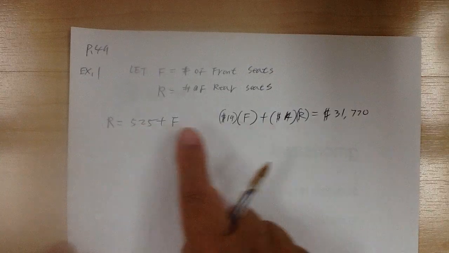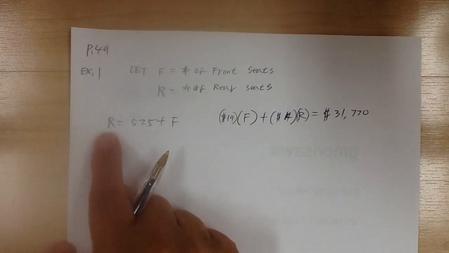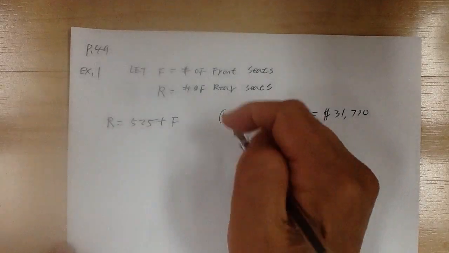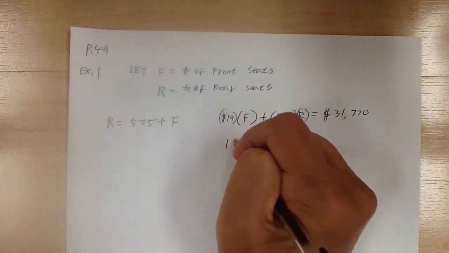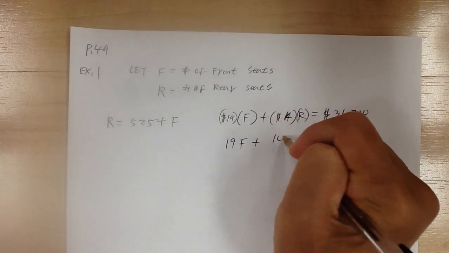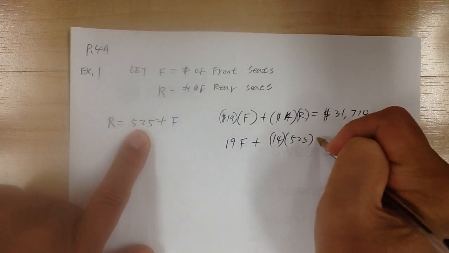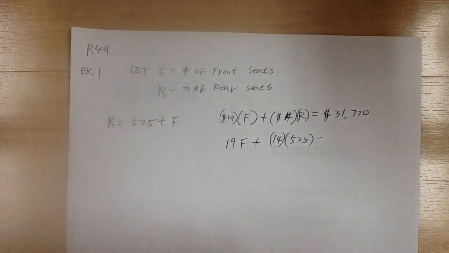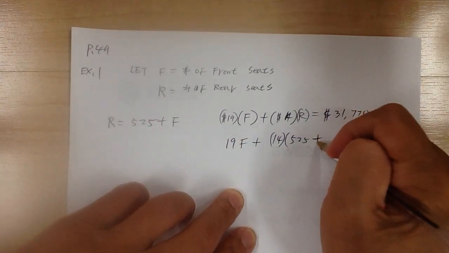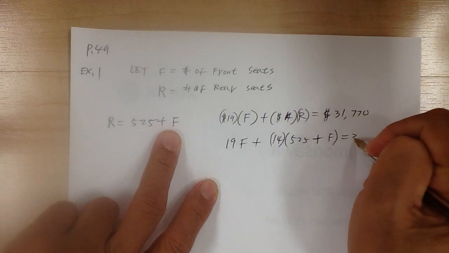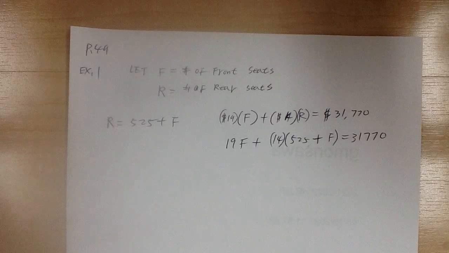Now to solve these 2 equations, they look different. This is a substitution type of equation from Algebra 1, so you can substitute this into here. We can drop the dollar sign for now when we're solving. So this will be 19F plus 14. Now R is equal to that, so substitute that into here. Now you're ready to solve.